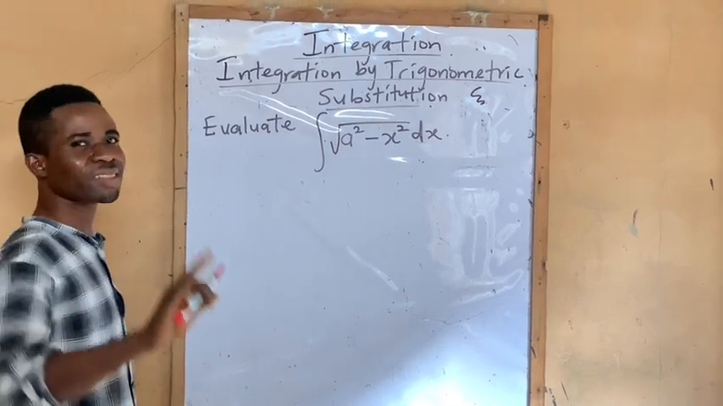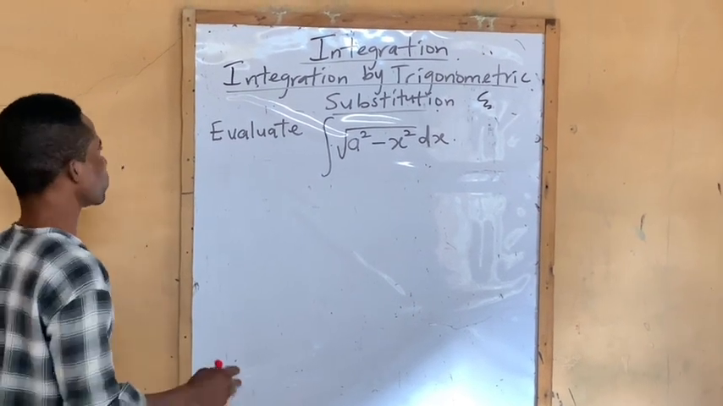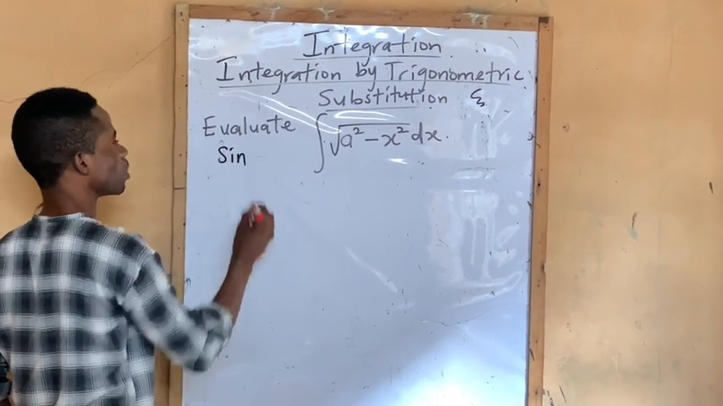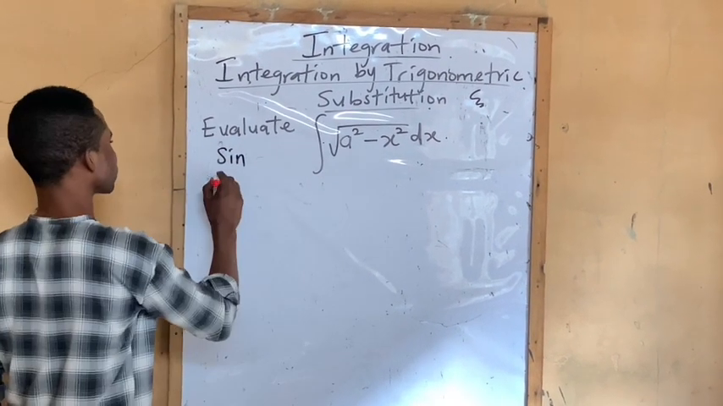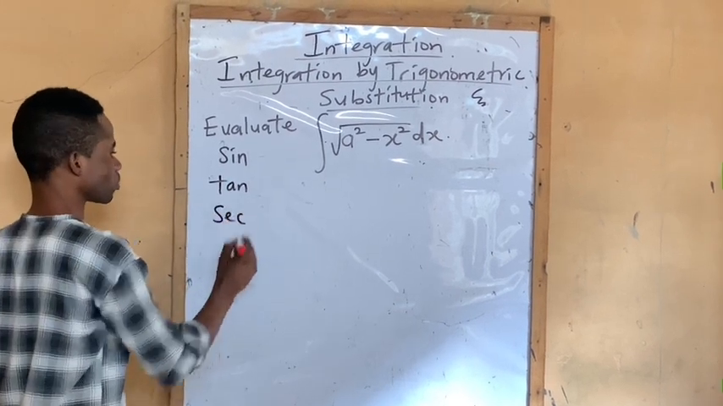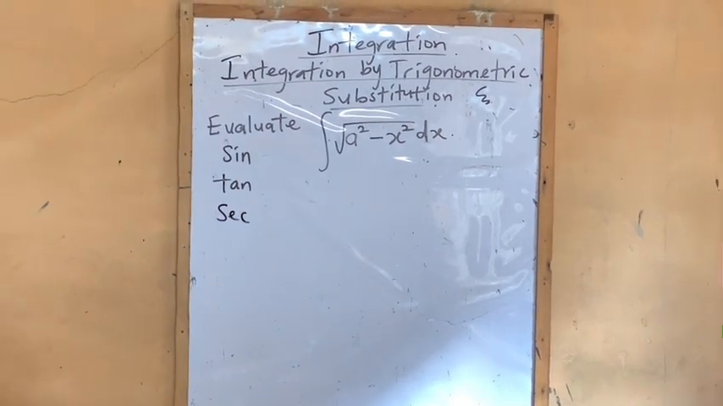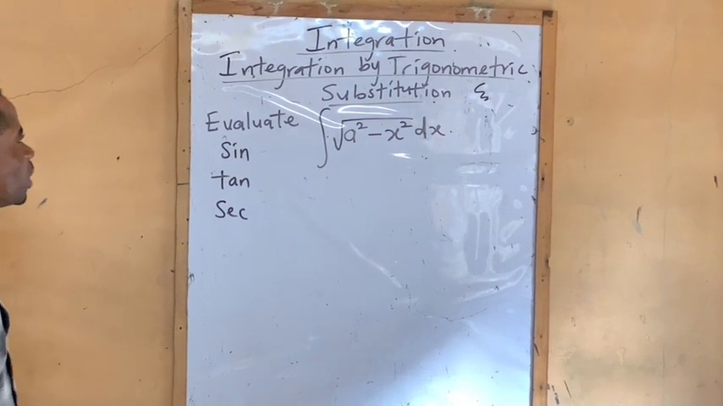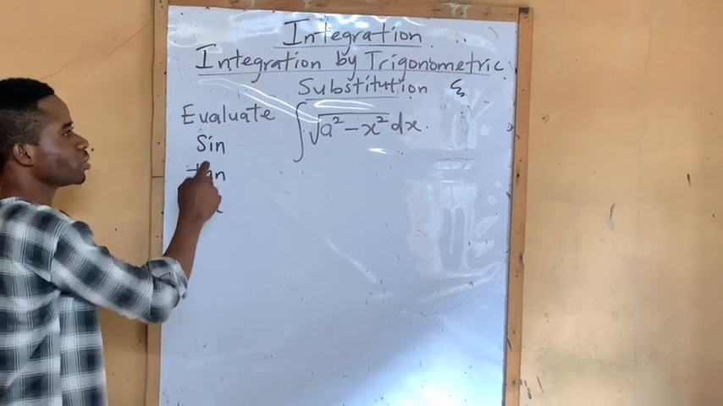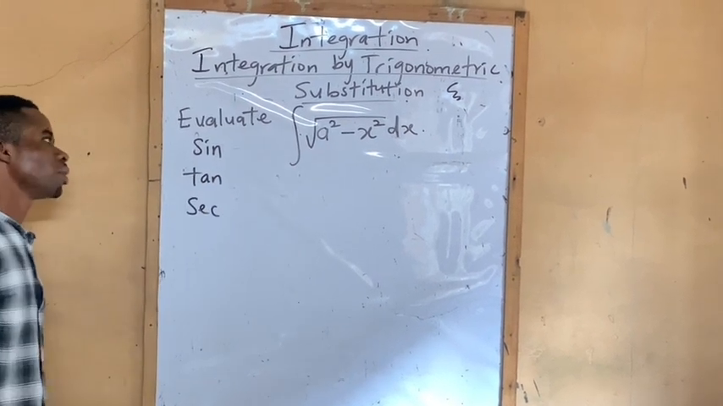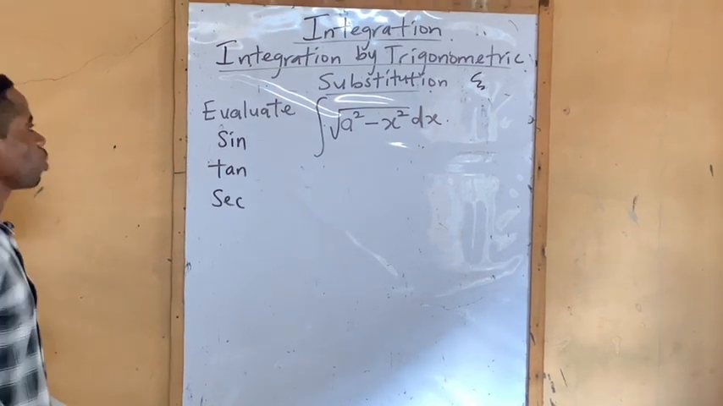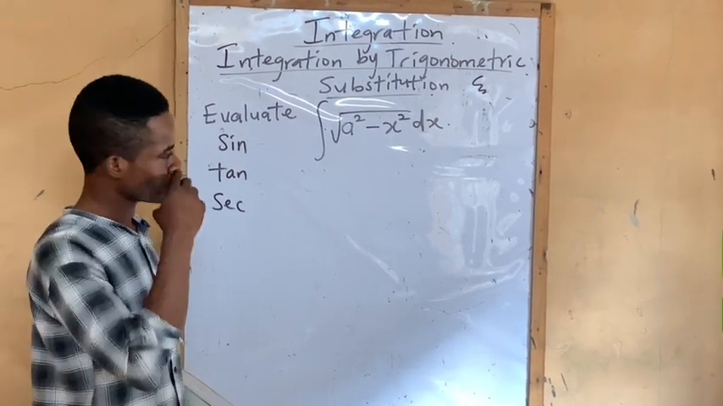Number one, there are three things we work with. We work with sine, we work with tan, and we work with sec. These are the three things we work with when we are dealing with this aspect of integrations. That's number one. And number two is that we work with a triangle.